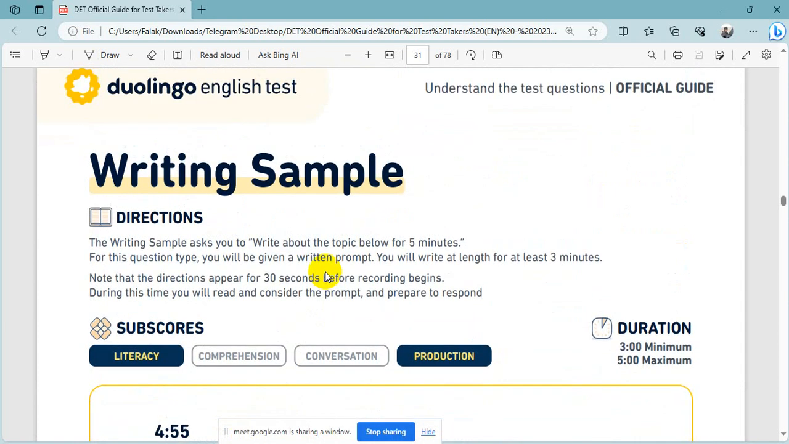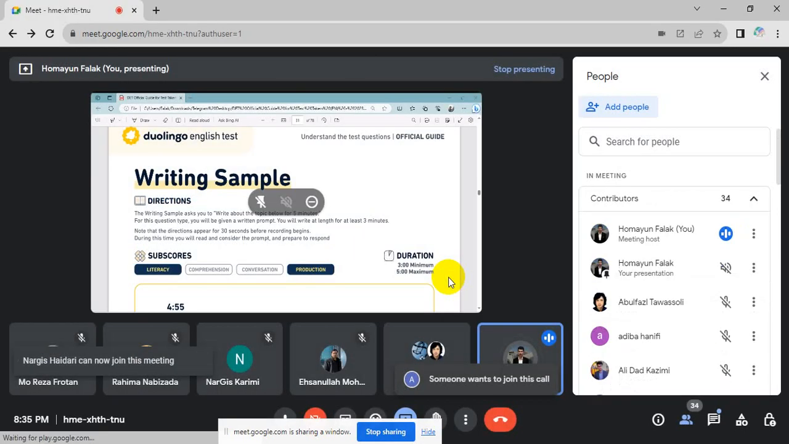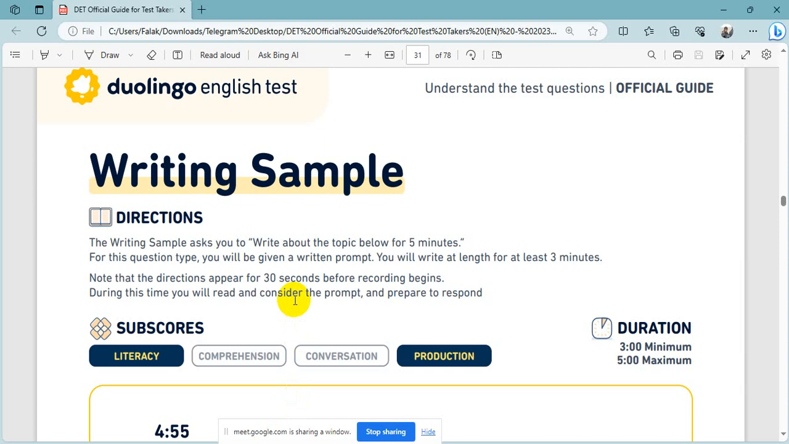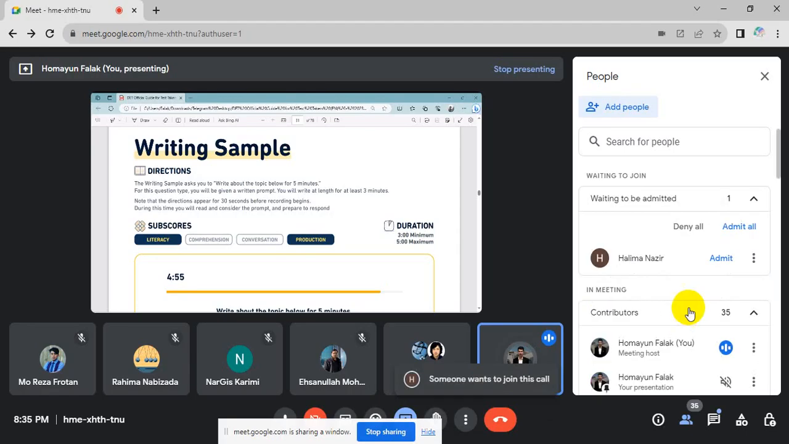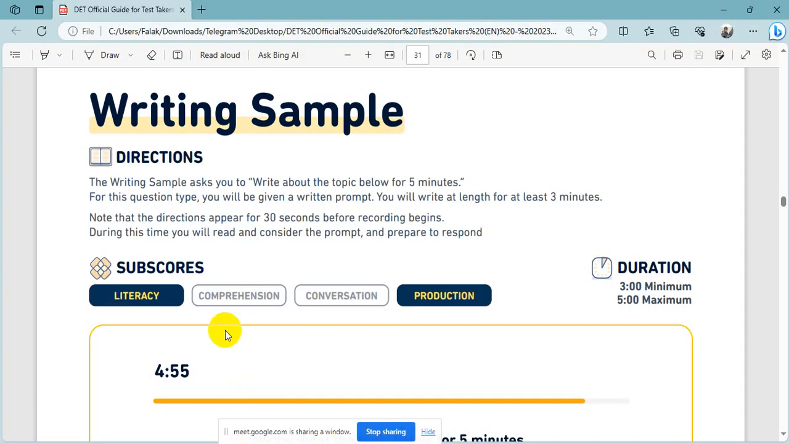So let's dig into the writing sample and focus on it. What is the writing sample? We'll cover the description, the subscores category, the length of time you are supposed to spend on it, and tips for answering this question type. Guys, the directions say that the writing sample asks you to write about the topic below for 5 minutes. So they give you a topic and you have 5 minutes to write about the topic.